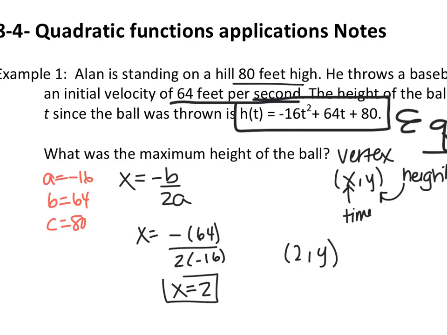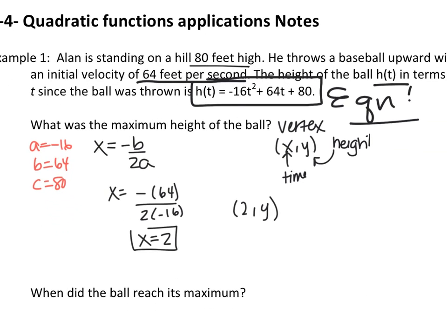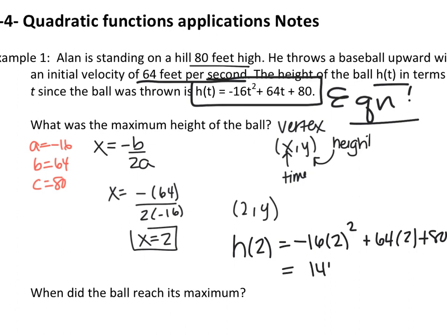So basically what I'm saying is that my vertex contains the point 2 comma y. To find out what y is, I go to my original equation and I just plug in 2. So I do h of 2 equals negative 16 times 2 squared plus 64 times 2 plus 80. So all I'm doing is basically everywhere I see a t, I plug in a 2. I type that into my calculator exactly as it's written, and I get 144. So basically, the maximum height of the ball is 144 feet. That is your final answer for that question.